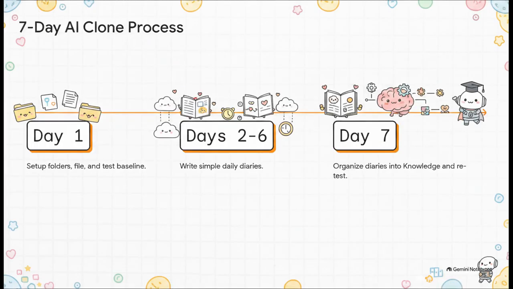Let's move on and see how this builds across our 7-day incubation timeline, which is really the core of this whole experiment. Day 1 is all about setting up those folders and doing a baseline test. Then, from day 2 through 6, you just write simple daily diaries on your phone. Finally, on day 7, you have the AI organize those diaries into its knowledge folder and test it again. It's wild to see how much the AI transforms in just 1 week.